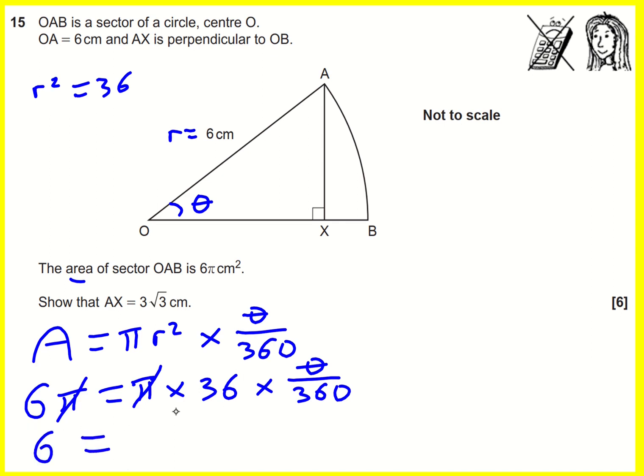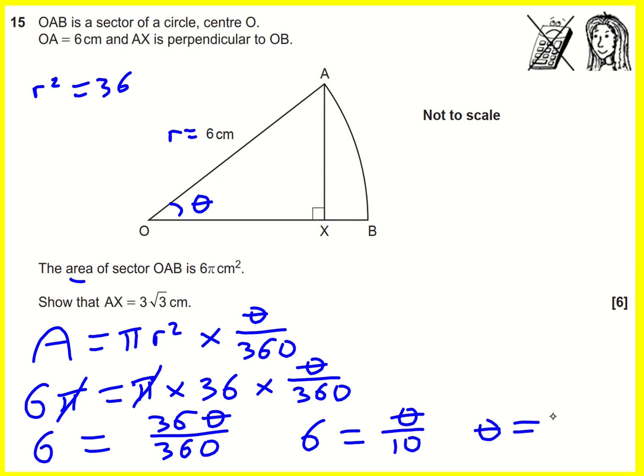I can write 6 equals, and then I can bring this up, I can write it as 36 theta over 360. And this is good because I can cancel this out partially. It's going to become 6 equals theta over 10. And so theta is going to equal 60 degrees. All right, brilliant. I can now replace this and write it as 60 degrees.